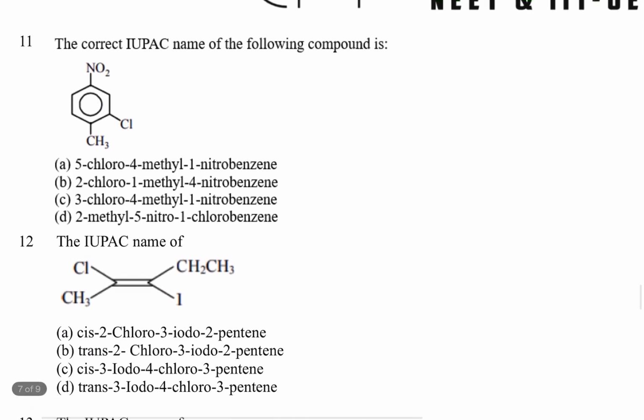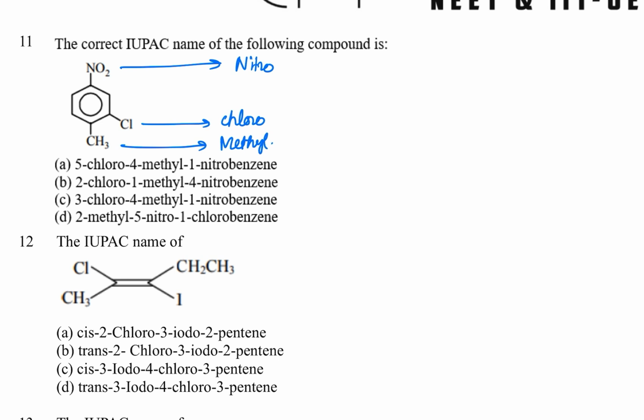Next, 11th question. IUPAC name. How many groups do we have here in this case? We have a nitro group. We have a chloro group attached to benzene. We have a methyl group attached to benzene. I have two ways of numbering this. One is, if I number in this way, this is the first carbon, second carbon, third carbon, fourth, fifth and sixth. Or I number starting from here. This is the 1, this is 2, this is 3, this is 4, this is 5 and this is 6.